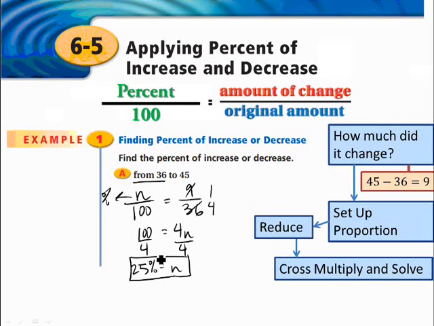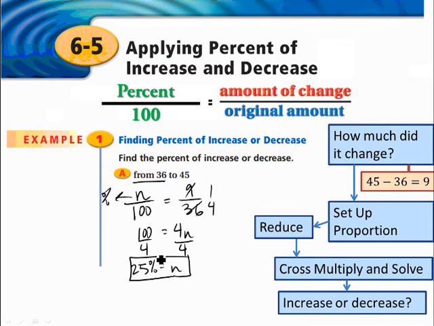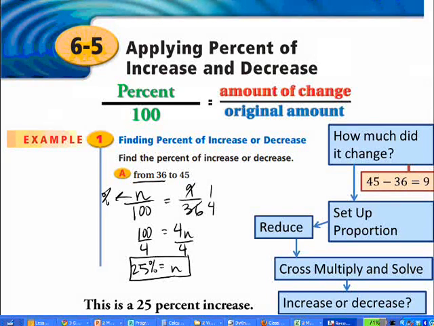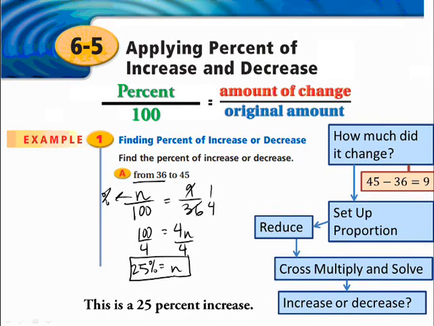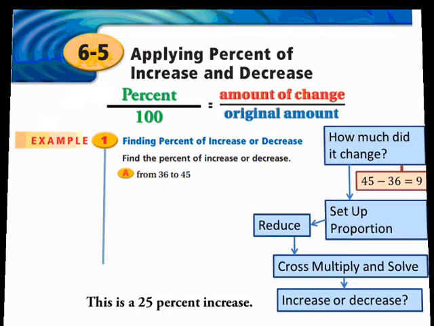And finally, answer the question, check one last time to determine was this an increase or decrease. It went from 36 up to 45, so it increased, and this is a 25% increase. Remember, if you need more time to record the steps of the flow map or complete the problem, you can always pause the video. I will move on.